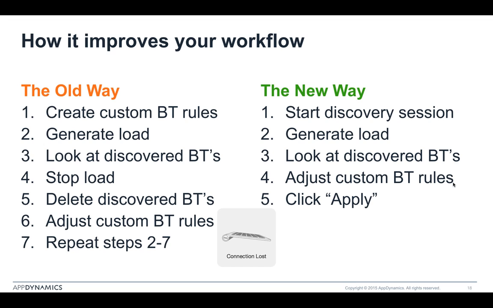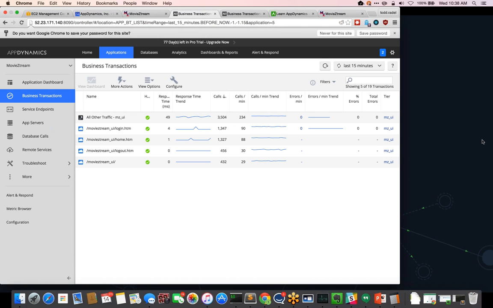With the BT Discovery tool, you actually have the option of having kind of a sandbox to play around in for a few minutes, and then as soon as you get the list the way that you want, you click apply, and it creates the custom rules for you. So that way you can experiment with creating custom rules without actually messing up your BT list in your application.